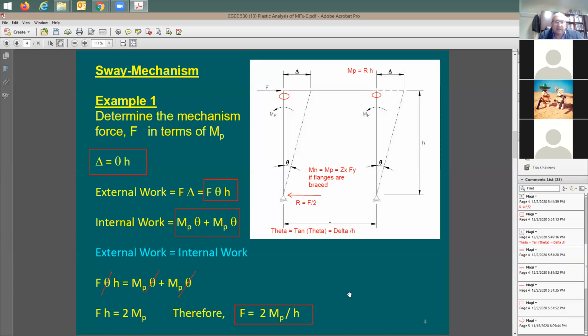So what did we end up with here? We were able to obtain the force, and I'm going to call this the mechanism force. Look at this, we determined the mechanism force in terms of MP. What is MP? It's the plastic moment that happens within the column.